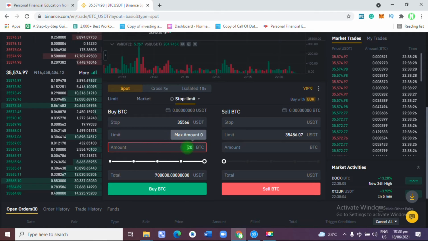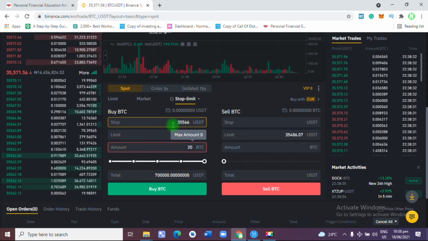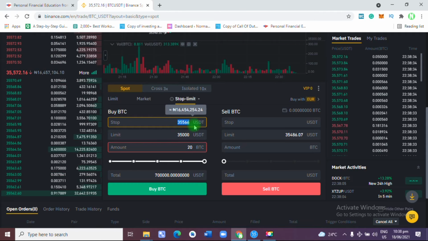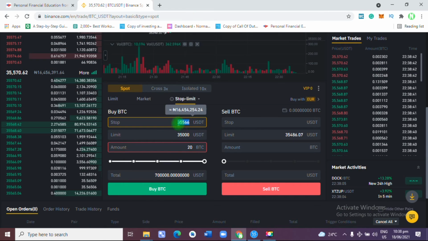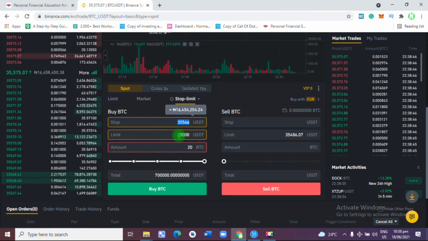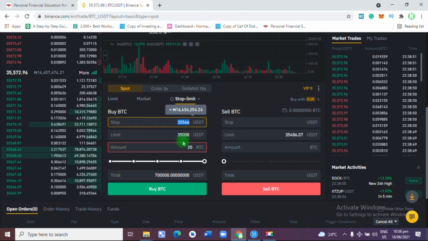So let's say you had 20, you want to sell 20, and you're saying, please, as soon as it reaches this place, place an order for me automatically. And as soon as the price goes up and it reaches what you have set here as your stop, it will place an order for this price, that whenever it reaches this price, it will sell 20 automatically.